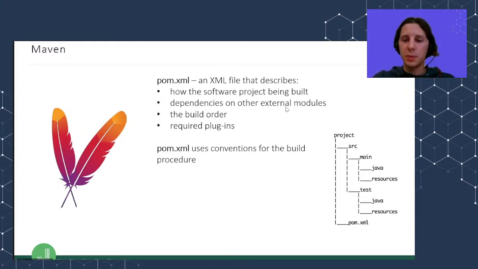POM.xml is an XML that specifies everything about your project, how it should be built, dependencies on the external libraries, the build order, and the required plugins.